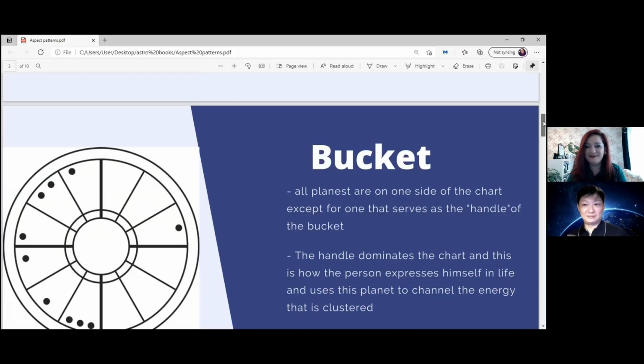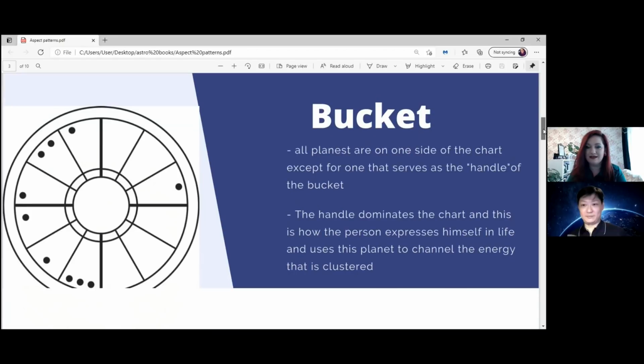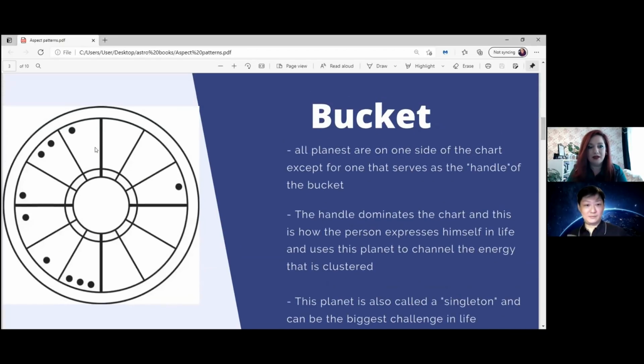So the first one is the bucket, and the bucket is, as we can see, all of the planets are in one half of the chart, and there's only one, the so-called singleton, or the handle of the bucket, that is on the other half of the chart, and it's basically the apex or the focused planet, or the planet that is holding everything together for a person with a bucket chart.